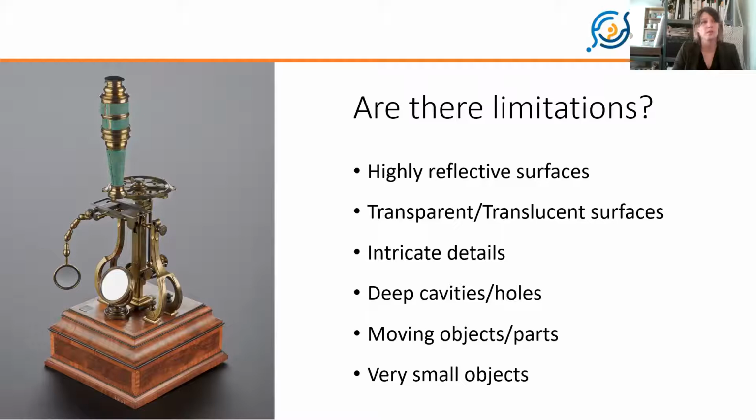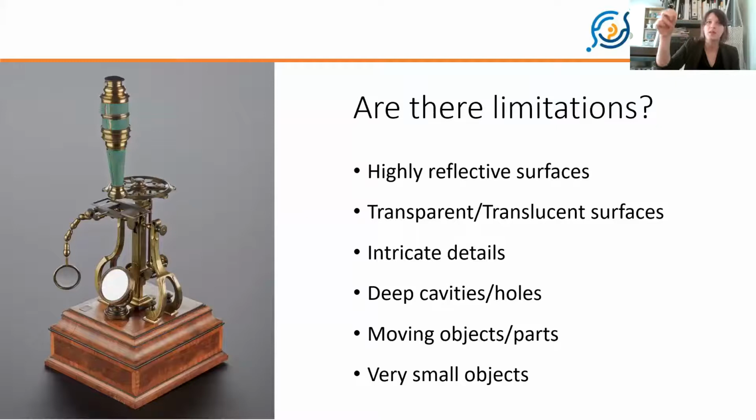Right, other limitations, intricate details. Like these little cogs here, very, very difficult again, because finding those unique points makes it very difficult. Deep cavities. If you can't get your camera into a cavity, you don't have a picture, so you can't create a model of it. Moving objects and parts. So for example, if you had a hat that you wanted to take a photogrammetry model of, and the hat had a nice feather coming out of it, that feather is going to move between image A, B, and C. No matter how little you breathe, no matter how little you try to move, that feather is going to move. And again, if that feather has moved, it's impossible for the software to find the same points in every single image.